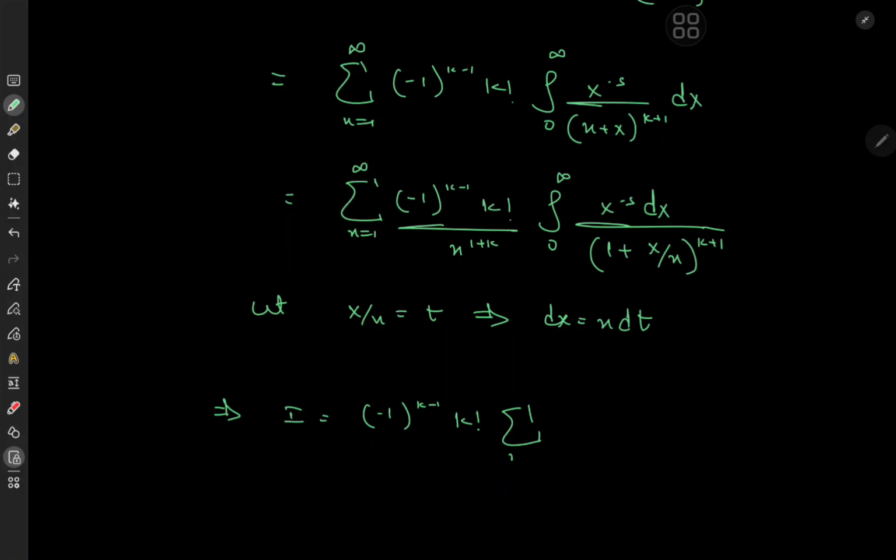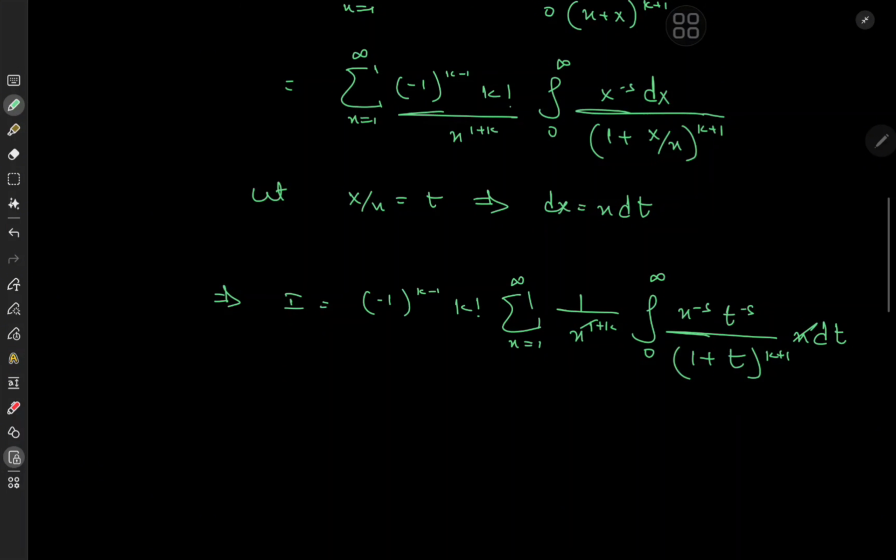It's outside of the sum now, the sum over n from 1 to infinity of 1 over n to the 1 plus k times, what exactly? Oh yeah, the integral from 0 to infinity of x to the minus s, so that should be n to the minus s, t to the minus s, over 1 plus t to the k plus 1. Then I have an n dt term. One of the n's cancels out. And then we're left with something that does look pretty neat.